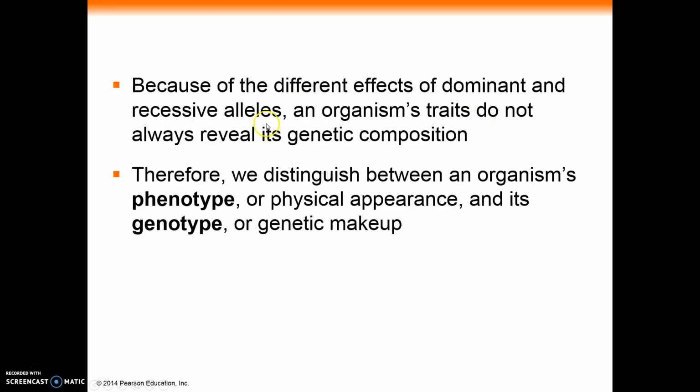Now, because of the different effects of dominant and recessive alleles, an organism's traits do not always reveal its genetic composition. So we need to make a distinction between what the organism looks like, its physical appearance, which we refer to as the phenotype, and what its actual genetic makeup is, which we call the genotype. So phenotype, what it appears to be, genotype, what it is genetically.